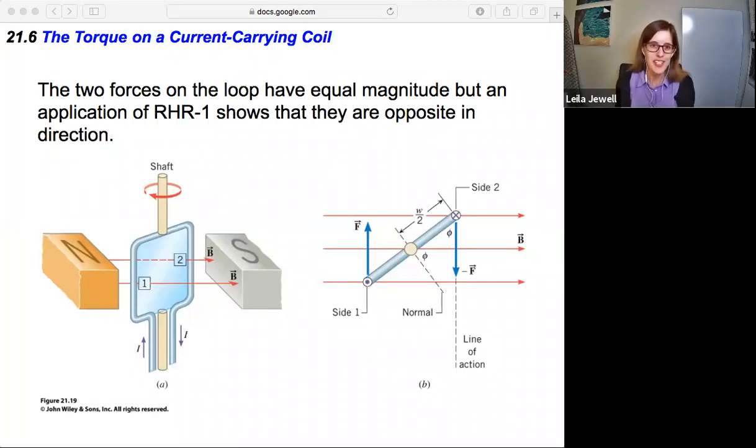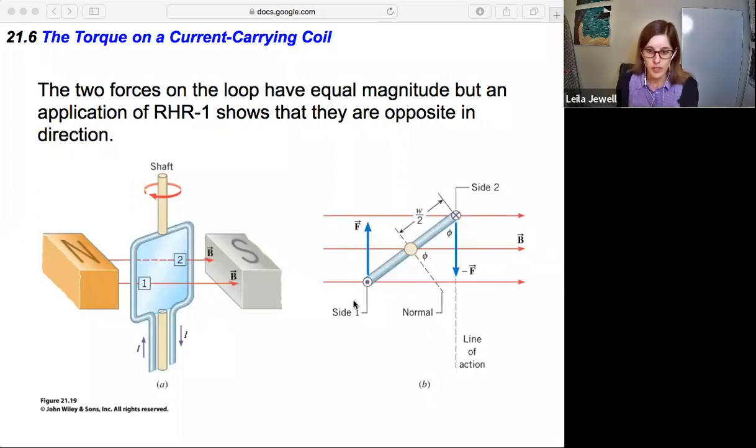Section 21.6, the torque on a current-carrying coil. So if you have a loop that has current and it's between two magnets, there's two forces that act on either side of the loop. And it turns out they have equal magnitude, but you could apply the right-hand rule and show that they're opposite in direction in terms of the forces. And this is actually good because it means it can create a rotation.